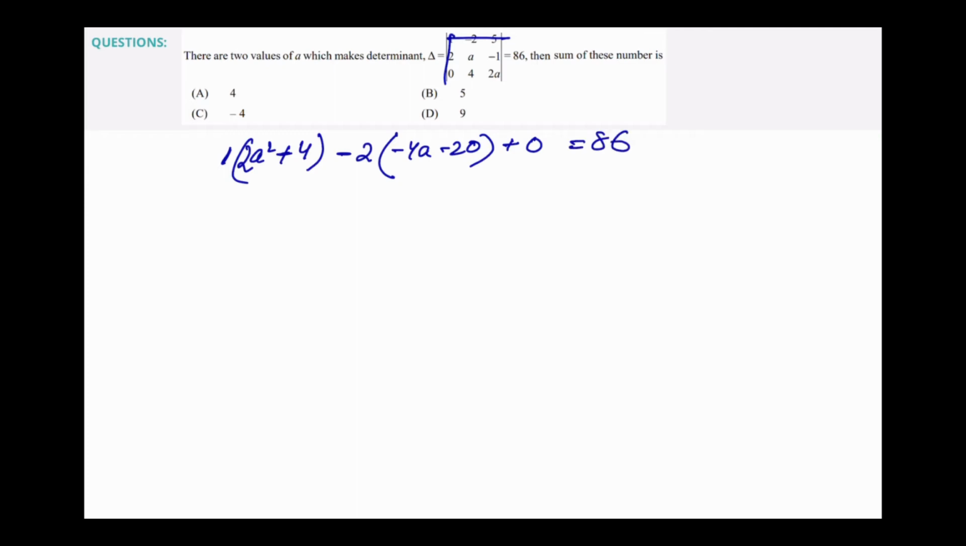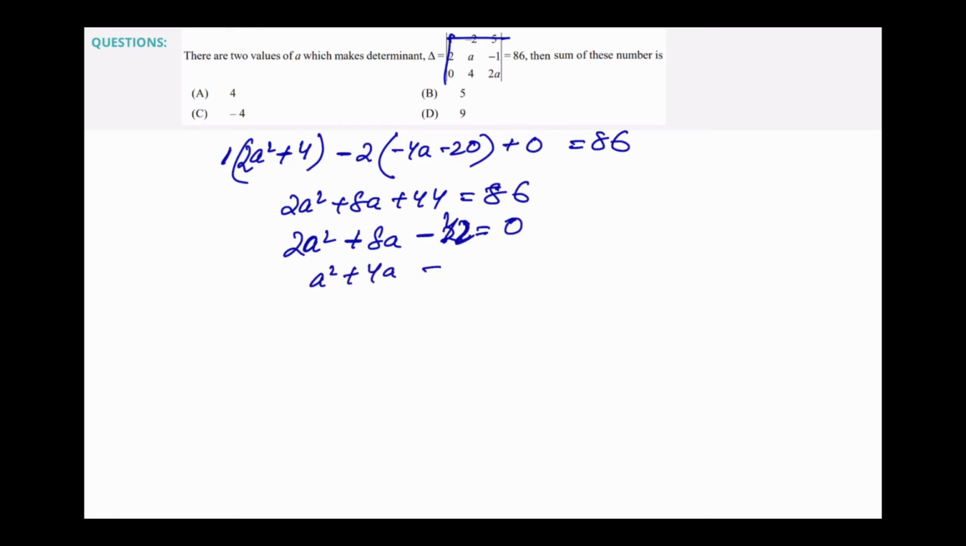And that is equal to 86. They've already given, so 2a square plus 8a plus 44 is equal to 86. So what we got? 2a square plus 8a minus 42 is equal to 0. So take 2 common. So a square plus 4a minus 21 equal to 0.